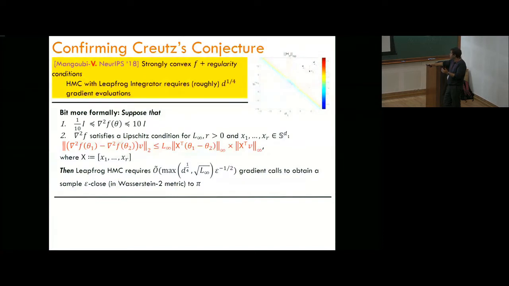And now comes some of the other stuff which I have so far ignored, the epsilon. So what is the epsilon? Well, at the end of the day, you're going to output a sample from some distribution.